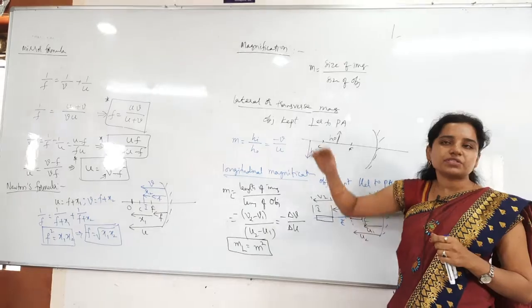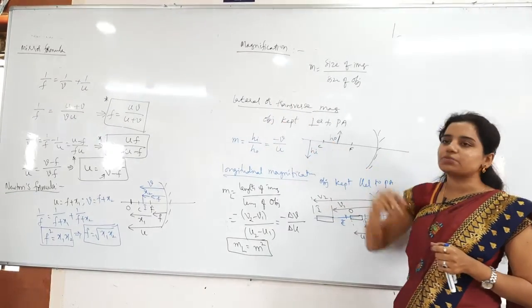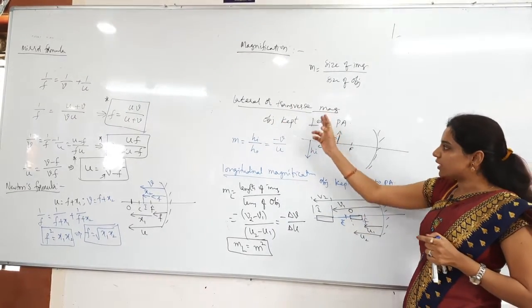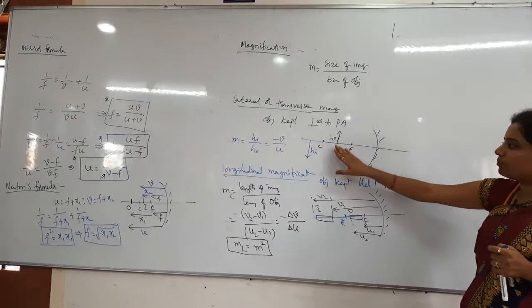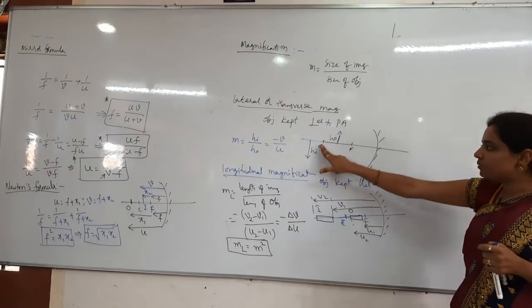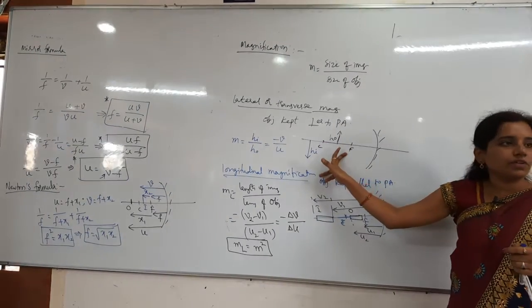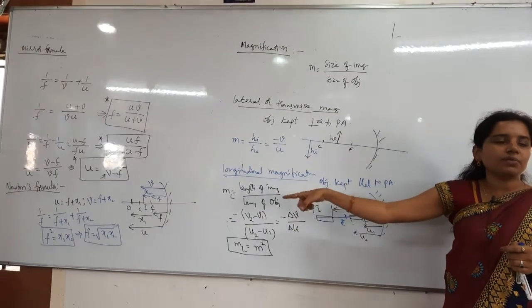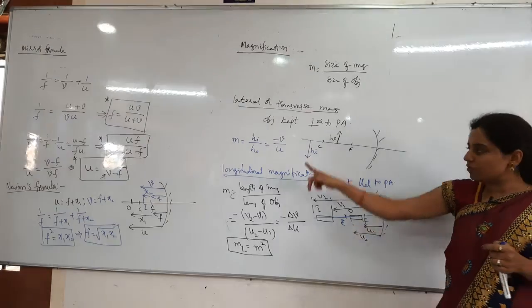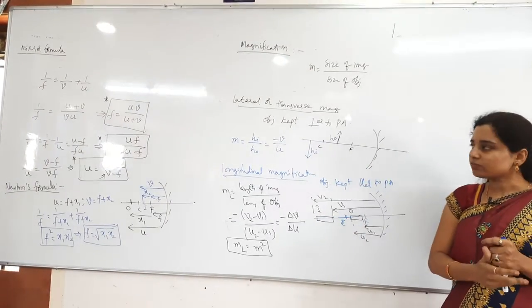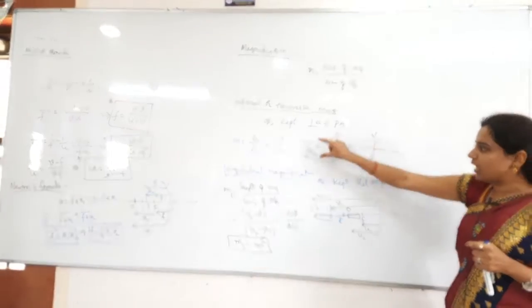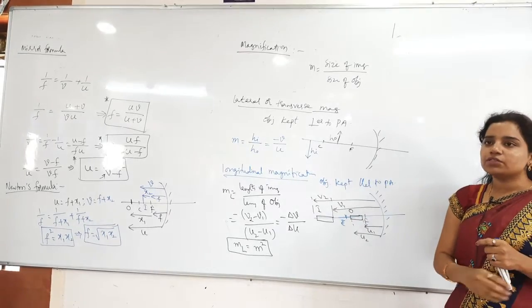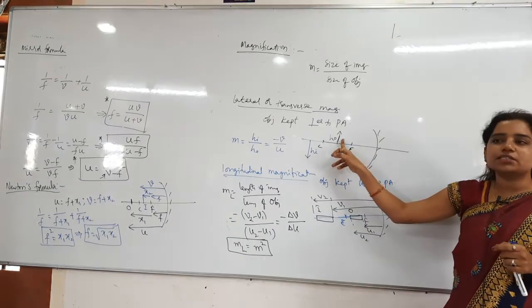So first one is lateral or transverse magnification. For the lateral or transverse magnification, we kept the object on the principal axis in between C and F. Already we know from the rules, it will be formed beyond C, an enlarged image and also an inverted image. So only I have drawn the inverted image here. Height of the object is H0, height of the image is Hi. So here height of the object is there above the principal axis.